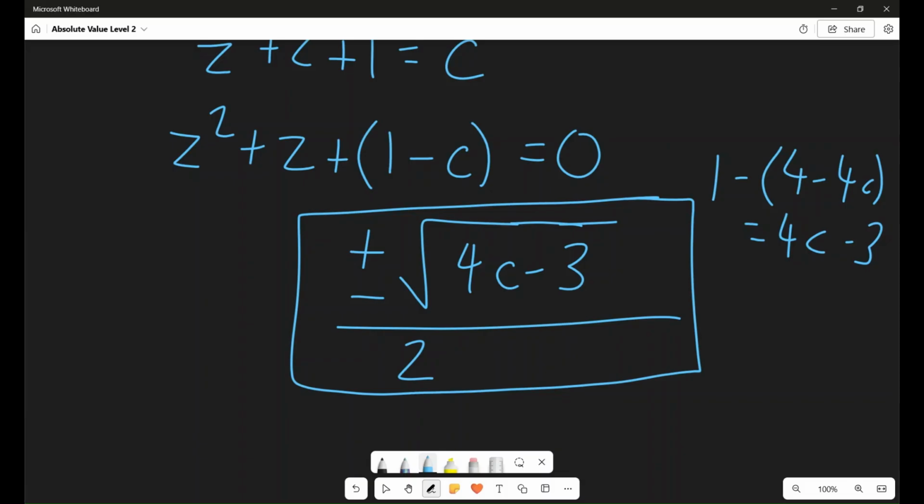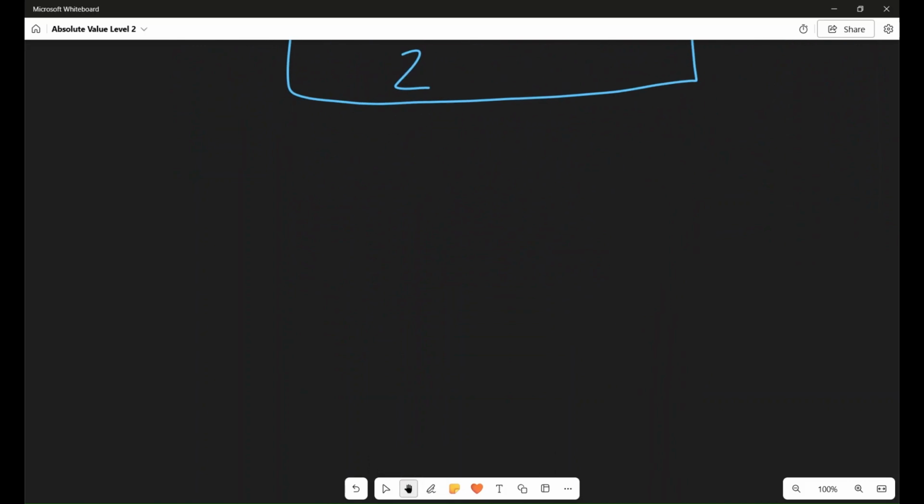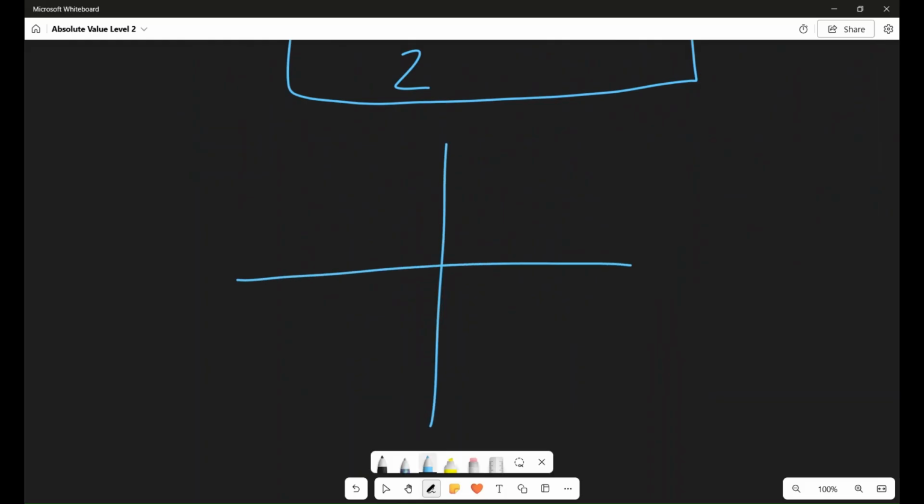So let's go back into the idea of graphing. So what are we going to graph? Let's graph 4c minus 3. We know that the absolute value of c is 4, so the absolute value of 4c has to be 16. So that would just be a circle centered at the origin of radius 16. Now we do have that minus 3, so we'll shift it 3 units left. When we do that, we get something like this.